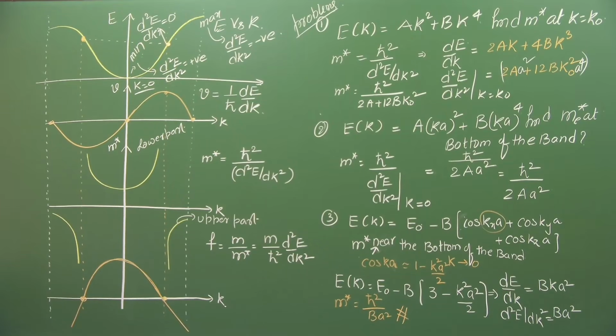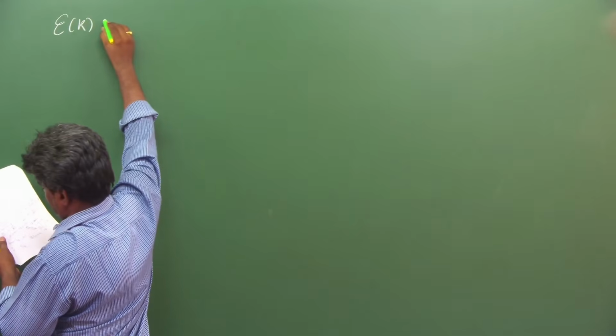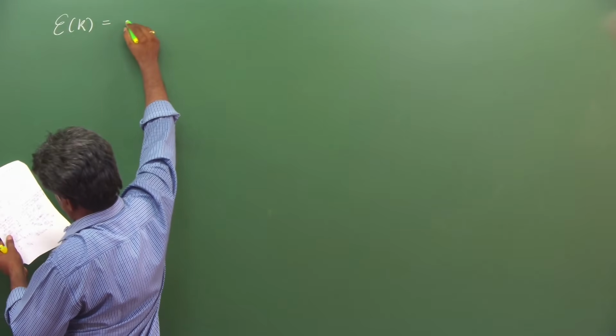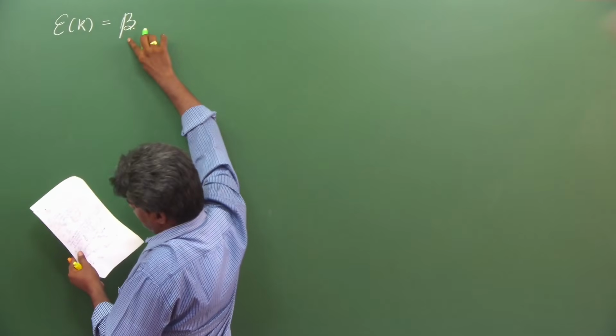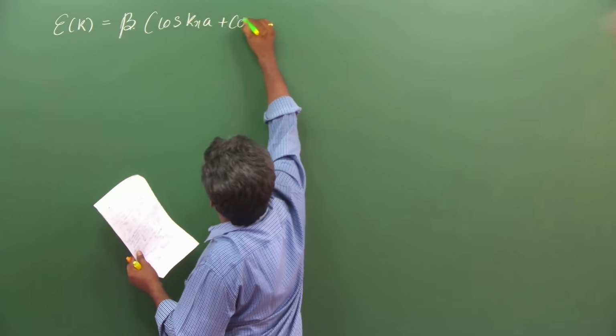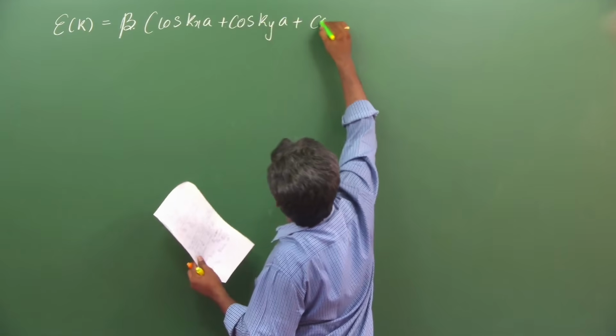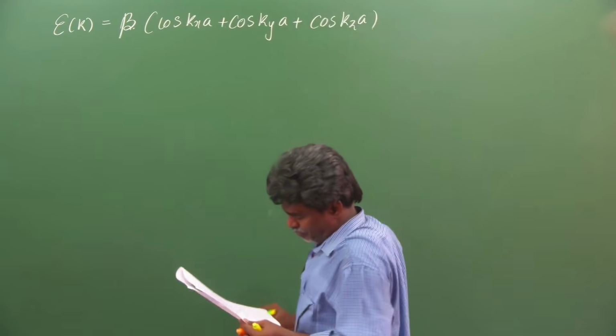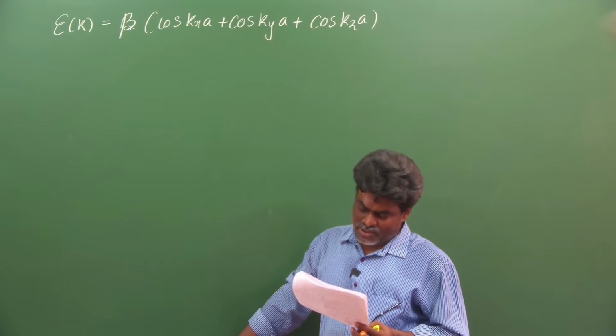December 2012. In a band structure calculation, the dispersion relation for electron is found to be E equal to beta times (cos kxa plus cos kya plus cos kza), where beta is a constant and a is the lattice constant.